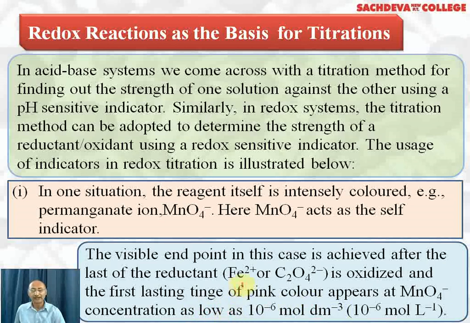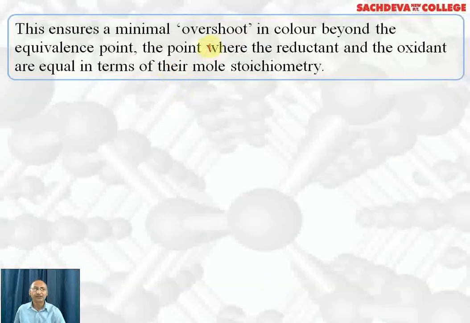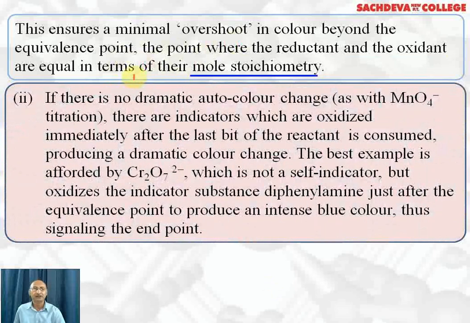When all the ferrous ion is converted into ferric ion, the pink color will be due to unused KMnO4. Similarly, when all the oxalate ion gets converted into carbon dioxide, the MnO4⁻ will not be consumed and it will impart a pink color to the solution, and we take this as the endpoint. This ensures a minimum overshoot in the color beyond the equivalence point, the point where the reductant and oxidant are equal in terms of mole stoichiometry.